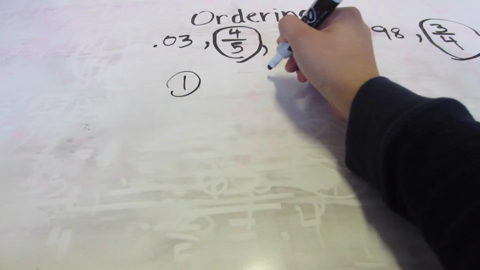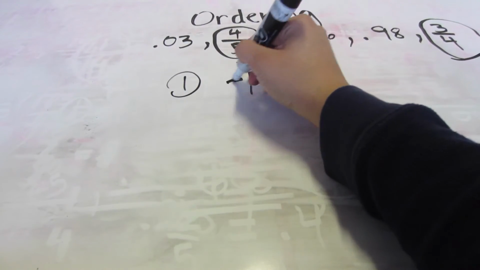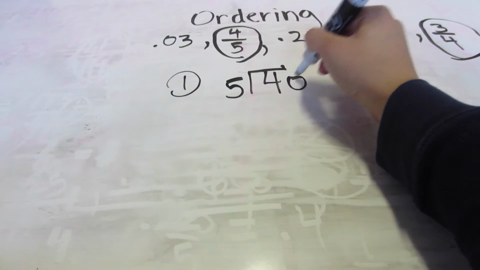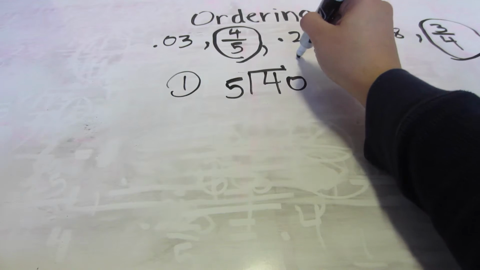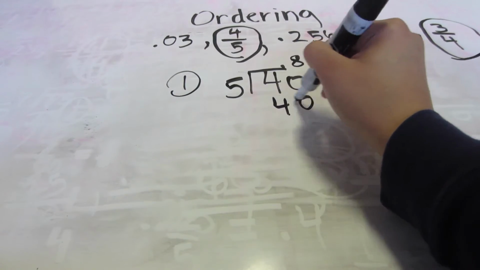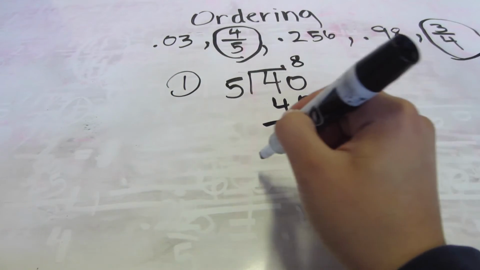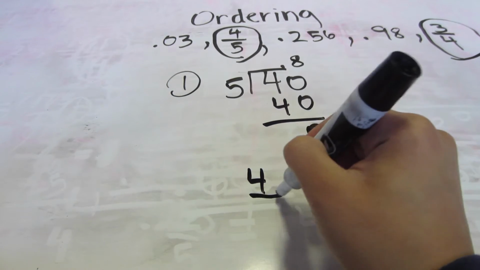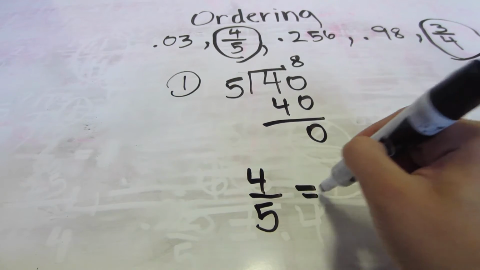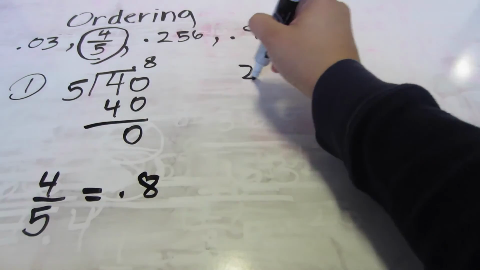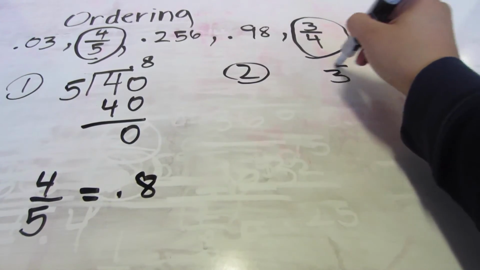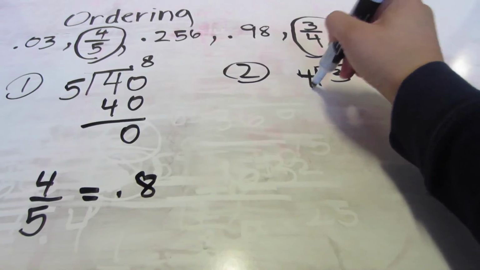So let's do 4 divided by 5. We add a 0 because 5 can't fit into 4. 5 can fit into 40, 8 times 40, and we have 0. So 4/5 is equal to 0.8. Now we're going to do 3 divided by 4.